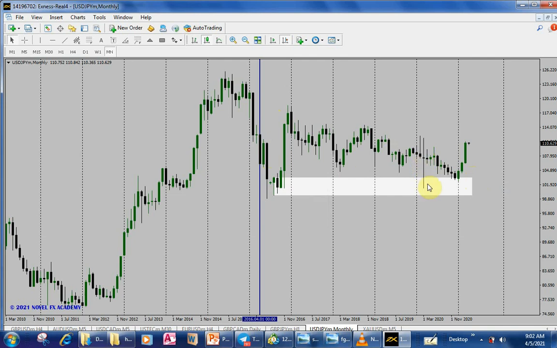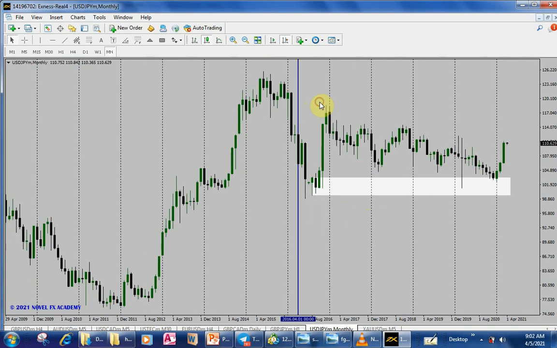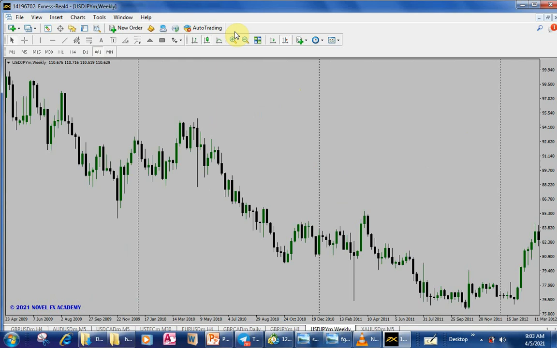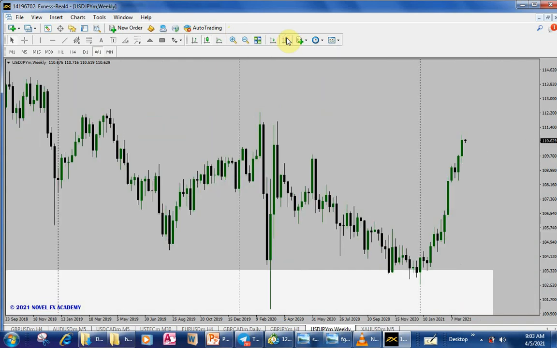Look at the next reaction here, and this is actually an accumulation schematic. This is an accumulation schematic around this OB, so we expect a massive move to the upside. So that's the monthly time frame. I'm expecting higher prices based off that.